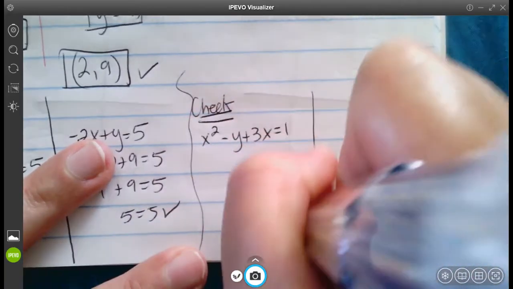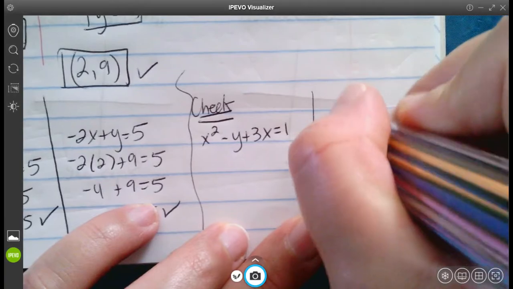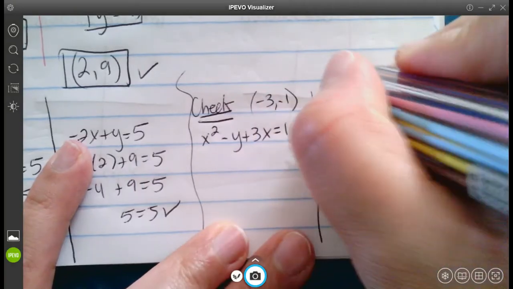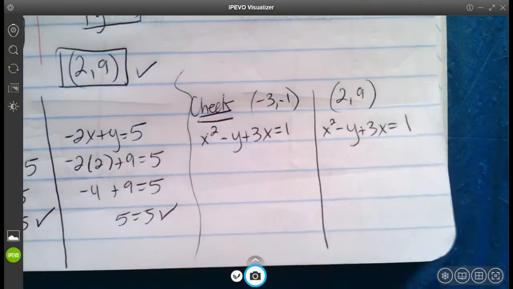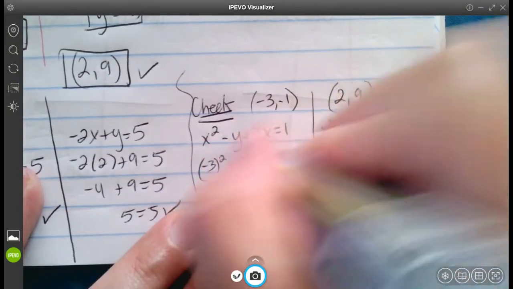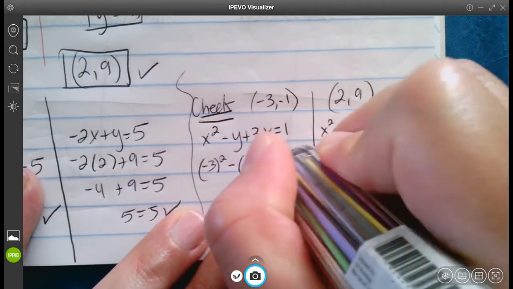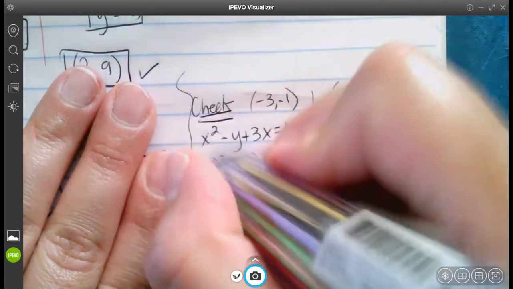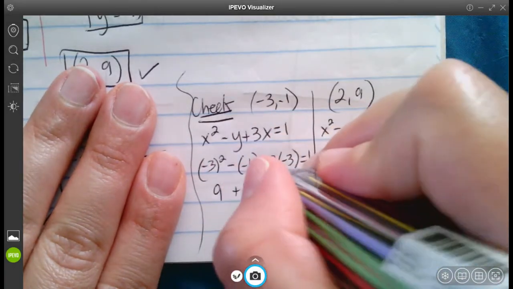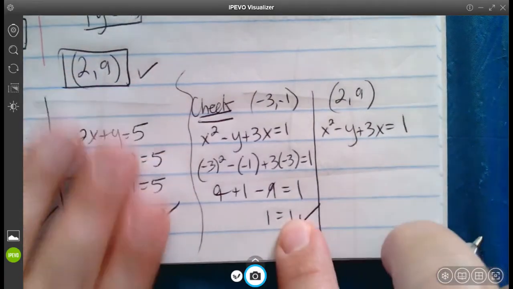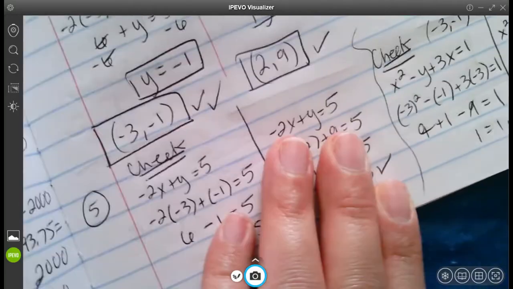So x squared minus y plus 3x equals 1. And again, we're checking negative 3, negative 1, and 2, 9. So let's see. X squared is going to be negative 3 squared minus negative 1 plus 3 times negative 3 equals 1. I'm just plugging these into here, which gives me 9 plus 1 minus 9 equals 1. 9s are gone. So far, so good. So this guy gets 2 checks.